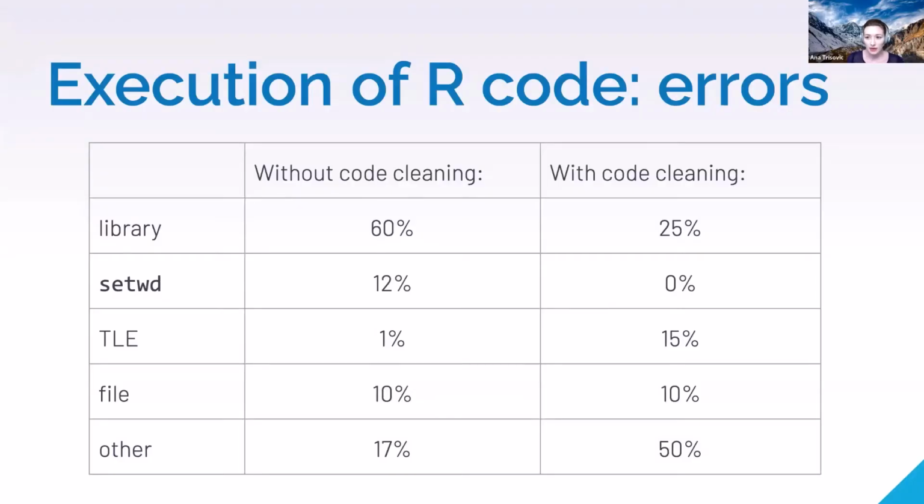So what were the errors? What were the main problems? Without code cleaning, we see that the library error is really dominant, and it appeared in 60% of the cases, if not more. Then another typical error is set working directory, which is a typical thing for R.